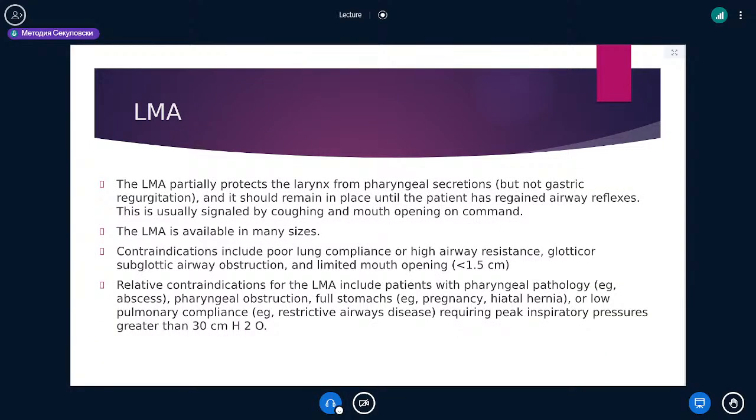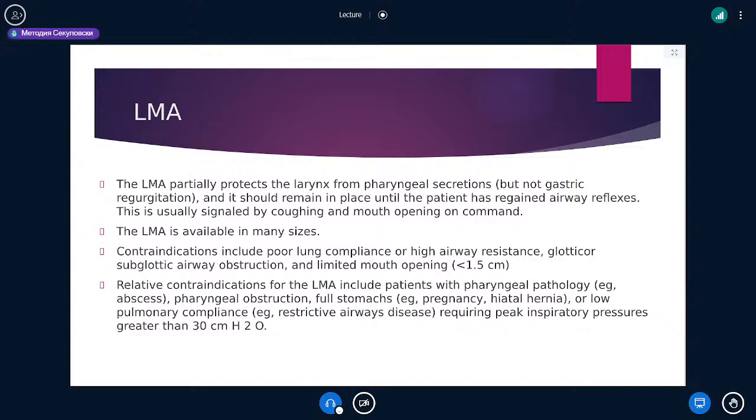The laryngeal mask airway protects the larynx from pharyngeal secretion, but not gastric regurgitation. It should remain in place until the patient has regained airway reflexes. This is usually signaled by coughing and mouth opening on command. The laryngeal mask is available in many sizes. You see the sizes of the laryngeal mask.